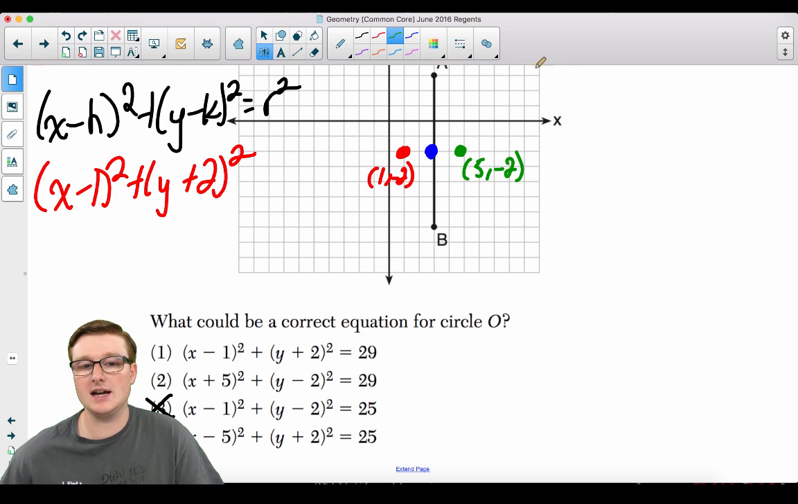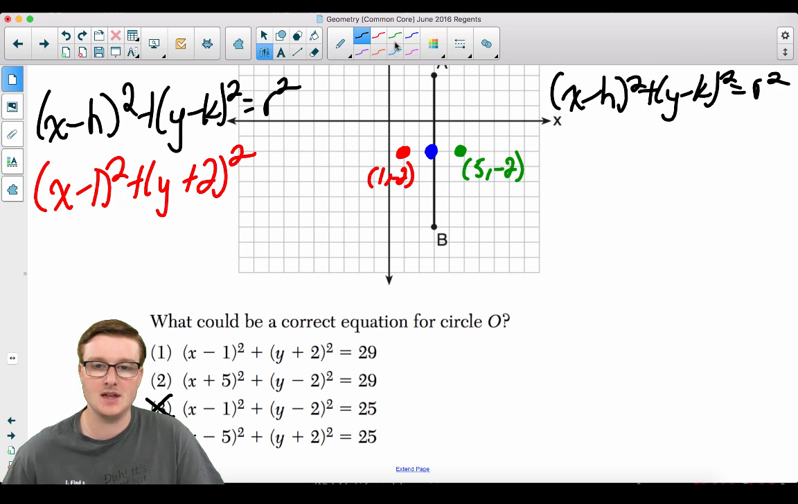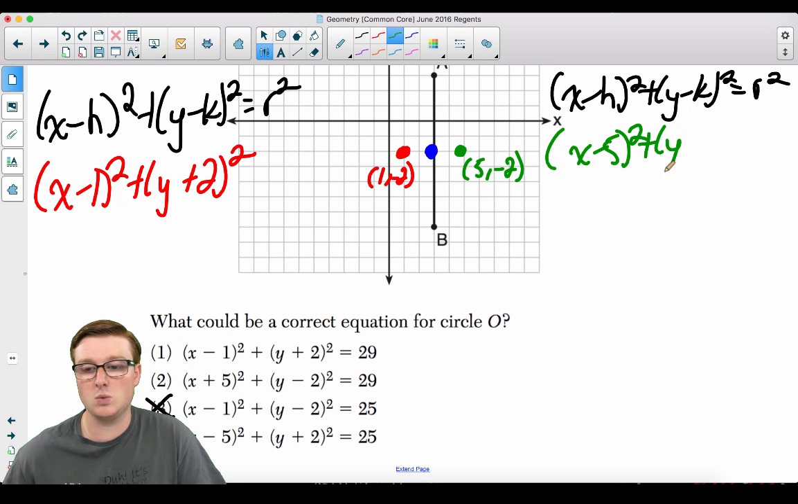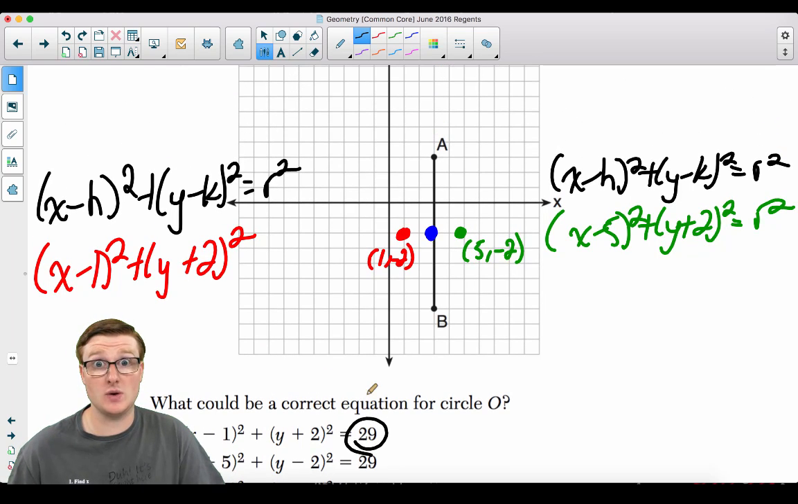Now for the green one, again, that's (x minus h) squared plus (y minus k) squared equals r squared. The formula in center-radius form for the green point is (x minus 5) squared plus (y plus 2) squared equals r squared. Let's match these answers. Choice 4 could work, so choice 2 is out. So it has to be either 1 or 4. It all comes down to the length of the radius, 29 or 25. Keep in mind that those are r squared values.